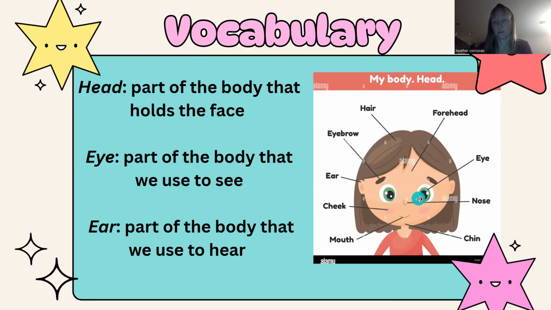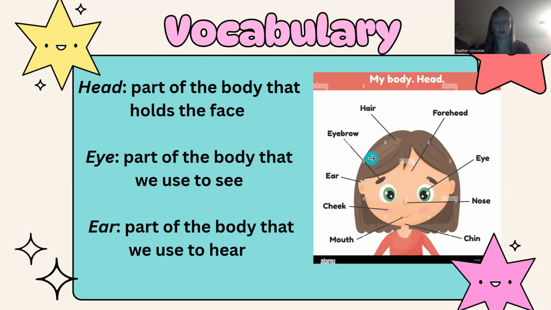Look, there's one, two. This is my eye. Don't point, or well, point to it. Don't physically touch it. Point to it. One, two. This is the eye. What was the word? Eye. Very good. Okay, last one for this slide.